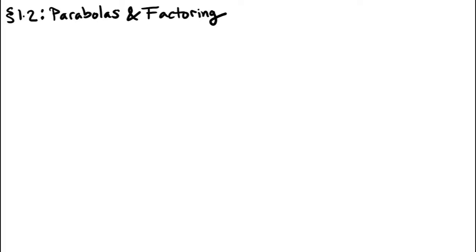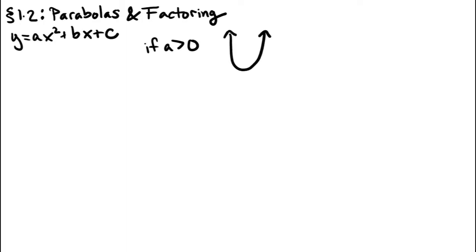In the last video, we talked about lines, which are covered in section 1.2 of the textbook. This same section also covers parabolas. Recall that a parabola's equation looks like y equals ax squared plus bx plus c. If a is positive, then the parabola opens upward. If a is negative, it opens downward.